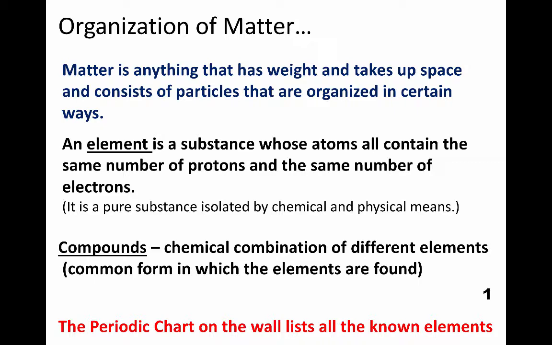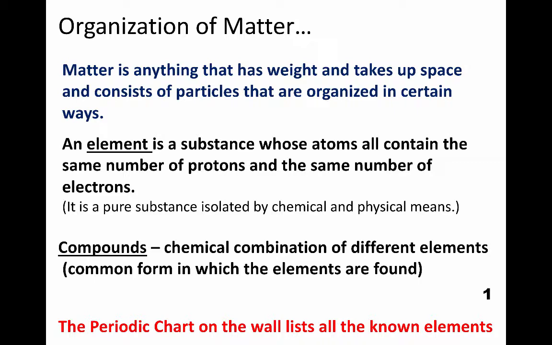But an element is a substance whose atoms all contain the same number of protons. So when you're saying you have elemental oxygen, it means you have atoms of oxygen, and they're all just this typical oxygen that you're used to dealing with. They all have the same number of protons and the same number of electrons. And if the element is a pure substance, it can be isolated by chemical and physical means.